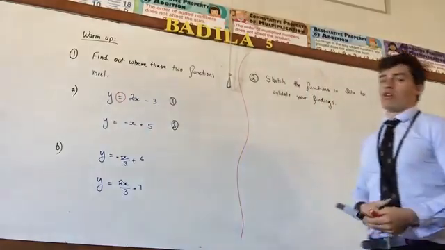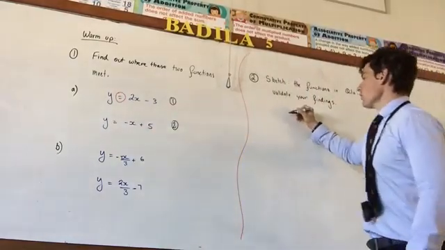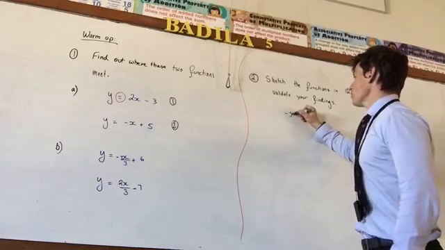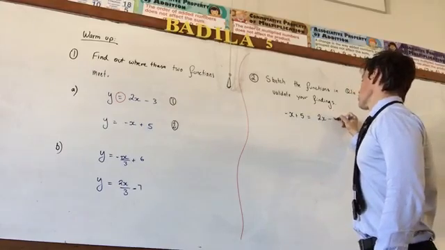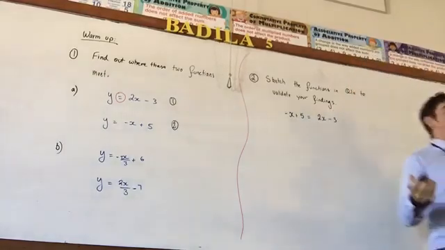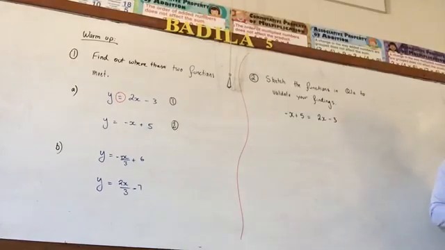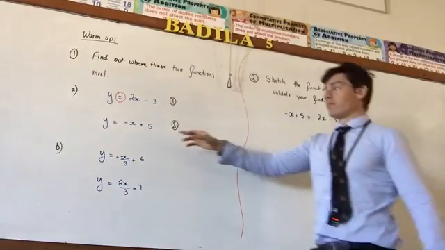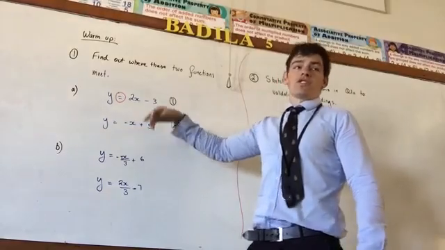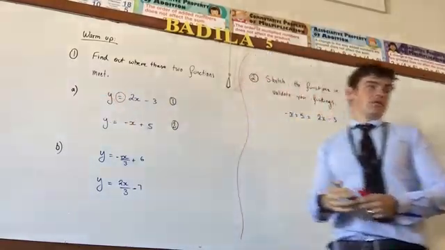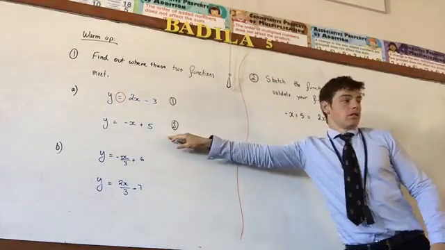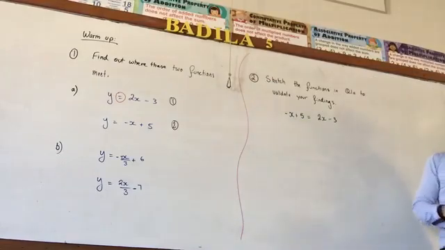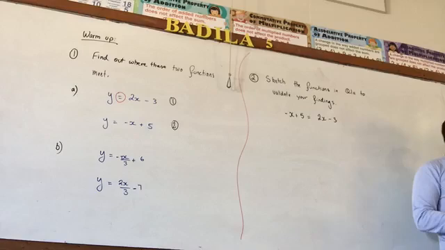So am I within my rights to say that negative x plus 5 is the same as 2x minus 3? Am I within my rights to do that? It's like I've substituted one of these equations into the other. Anywhere I see y, I write negative x plus 5 in the first equation. Now, how many things don't I know in this equation?